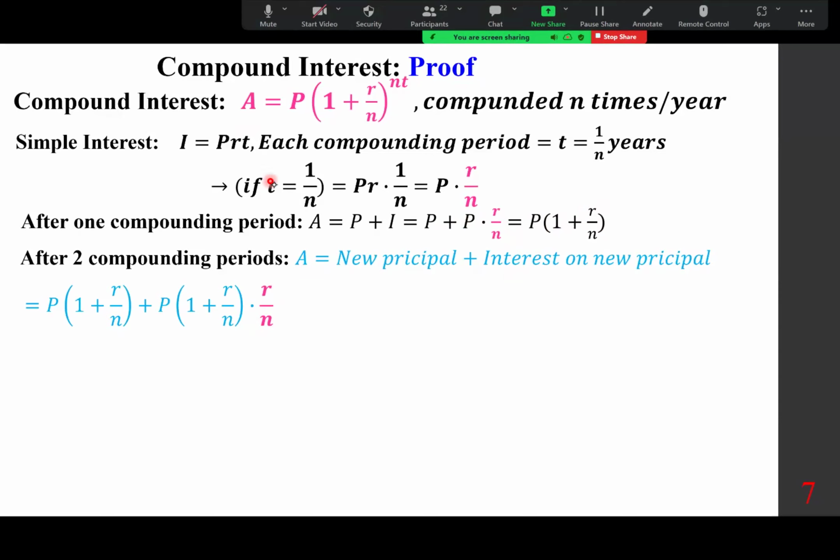In essence, we are using this formula. Now this is after the second one. As you can see, between the two, 1 plus r over n is in common. So we can take P times (1 plus r over n) times (1 plus r over n). This is a simple factoring. 1 comes from this one, r over n comes from this second piece. Okay, everybody? Again, this entire thing is in common, which is P times the same thing to the power of 2, because these two are identical.